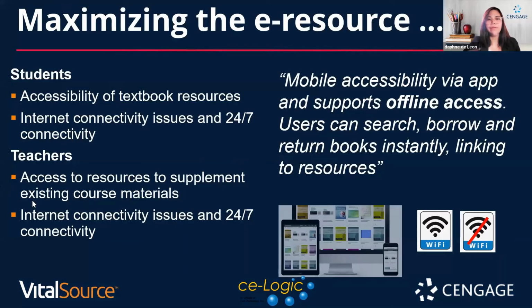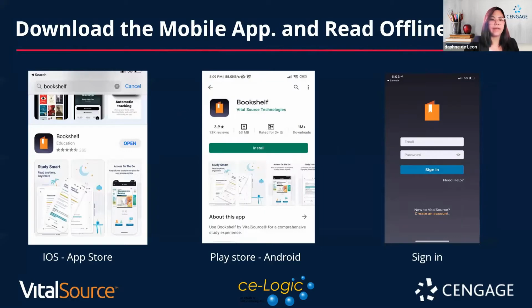Okay, so how are we going to maximize our e-resources? For the students' view, they need accessibility of the e-textbook 24/7, and the same goes for the instructors. The good thing about VitalSource Explore is that you can access it online and offline. What you have to do is go to your iOS App Store, or Play Store on Android, type in Bookshelf, then sign in to your account. Later, I'll show you how to do this in a live demo.